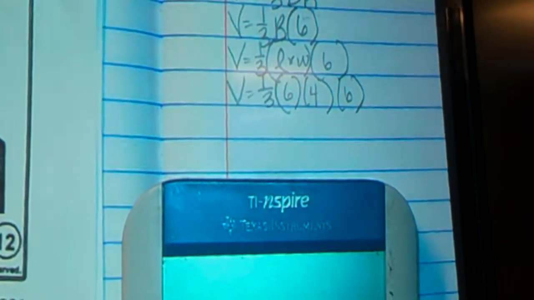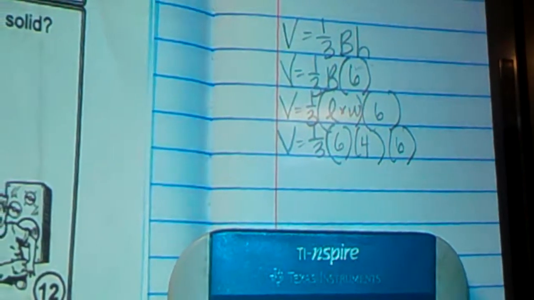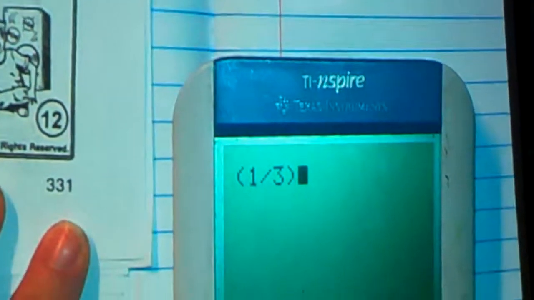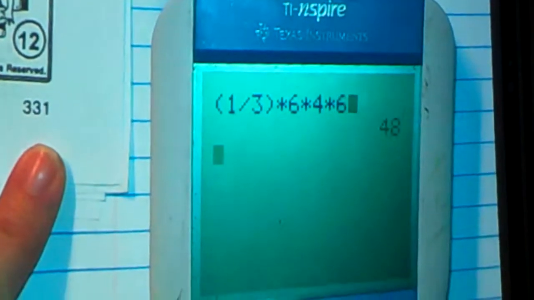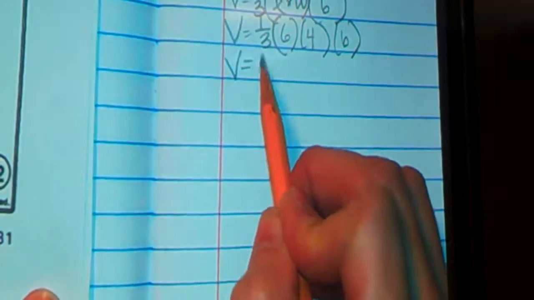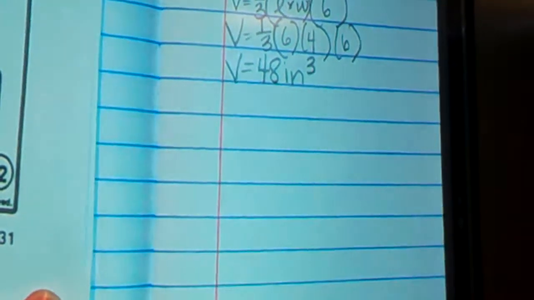When I plug that into the calculator, I always put my fractions in parentheses so it doesn't get confused. It's going to give me 48. So 48 inches cubed is going to be the volume, the original volume of my pyramid.